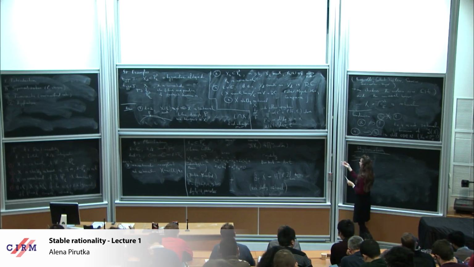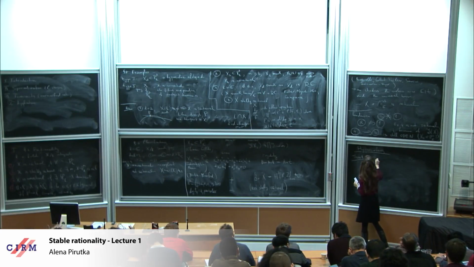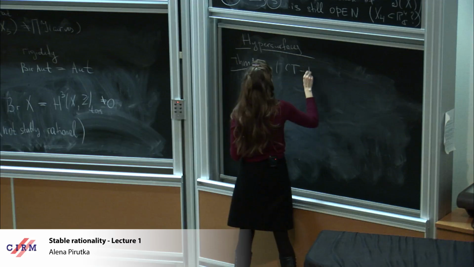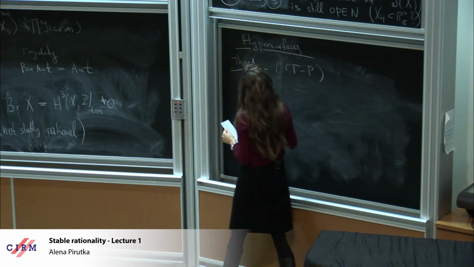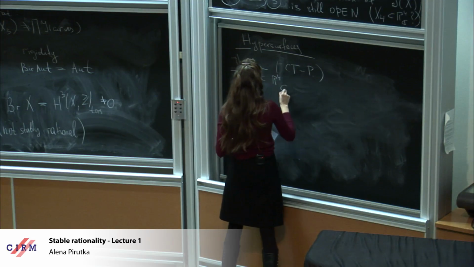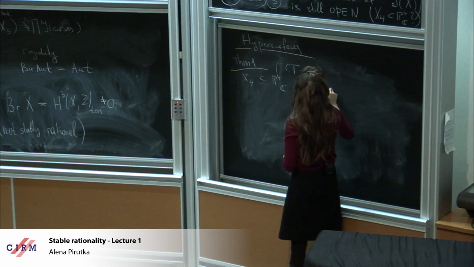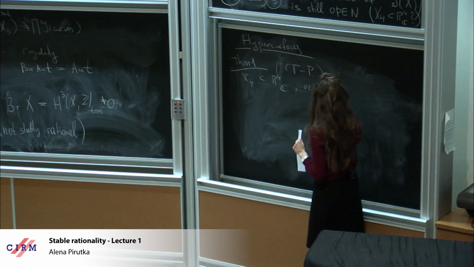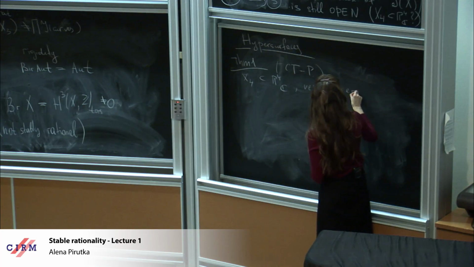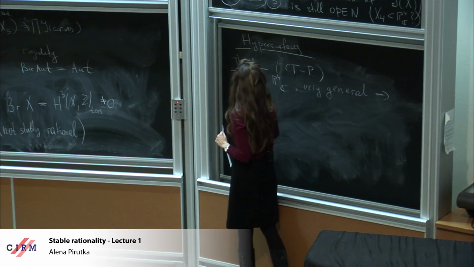So the first result I'd like to discuss is about quartics. So it's joint work with Alena. So if we consider quartics, and not all of them, but very general ones. I'll make it precise in just a couple of seconds. Very general. Then it's not stably rational.